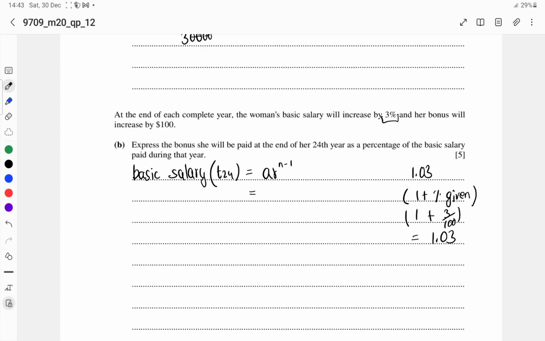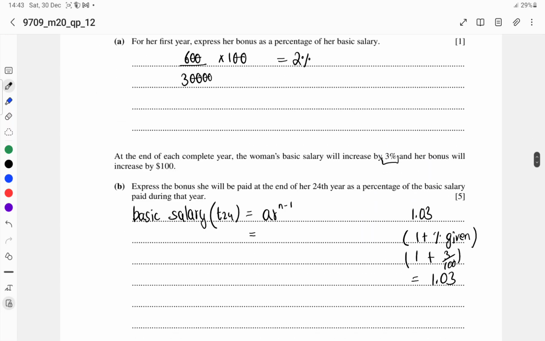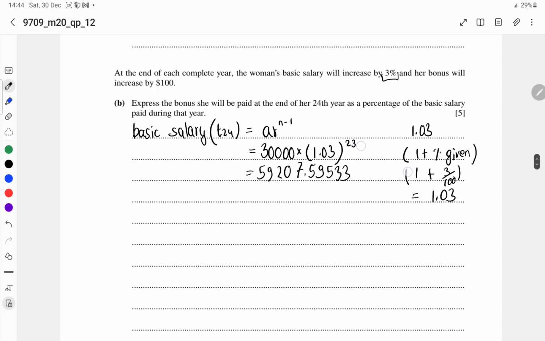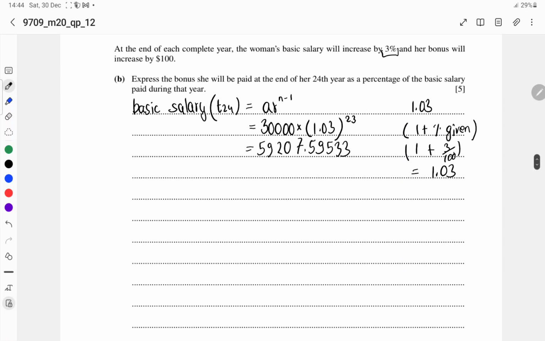So the first term is 30,000. 30,000 times the common ratio 1.03 to the power of 23, right? So what are we going to get? The 24th term, 30,000 into 1.03 to the power of 23. So we are going to get 59,207.59533. Let's write the whole term. And then after this is going to be the basic salary.